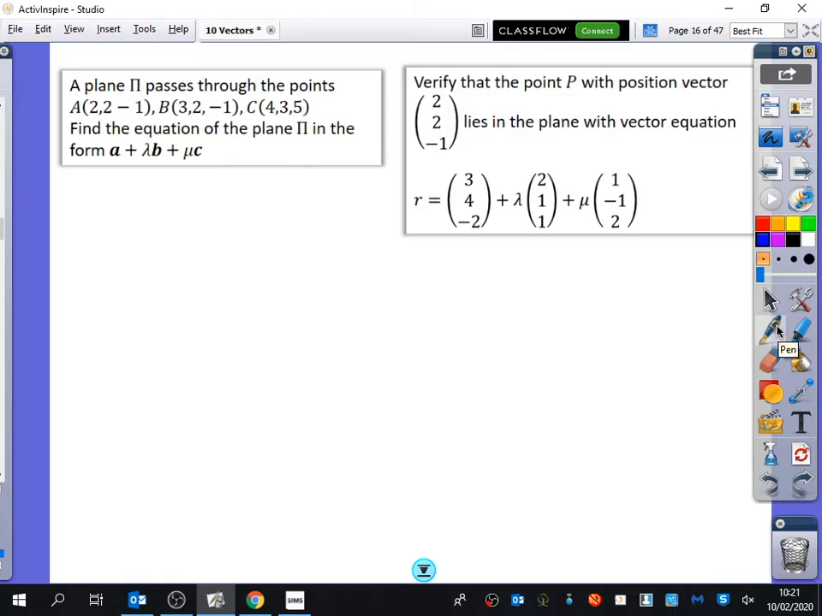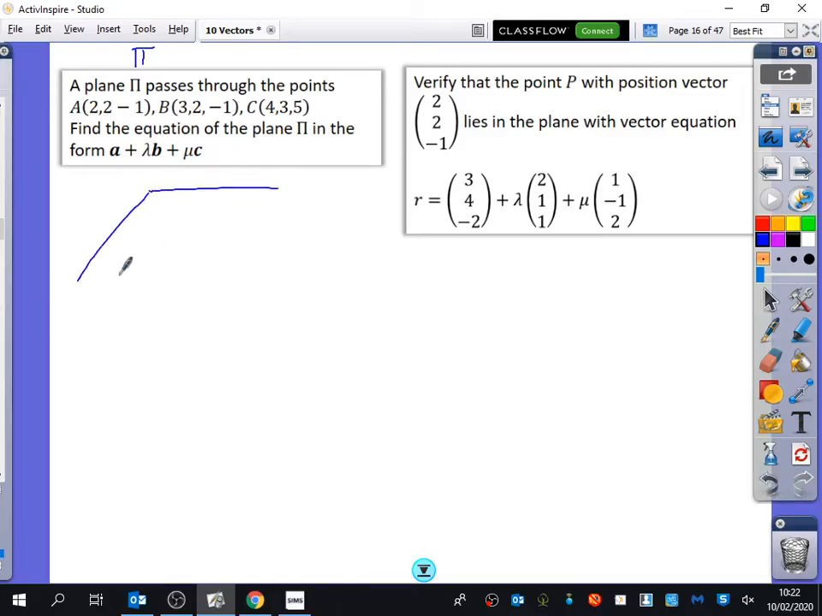Right, a plane. This time we use a capital letter pi just to describe the plane, because plane begins with P and pi begins with P. So for a line we used a lowercase l, for a plane we use a capital pi. It's just what we do. So the plane pi, or P really, passes through these particular points. These are the coordinates that are on this plane, and we're going to find the equation of the plane in that parametric form that we've got there.